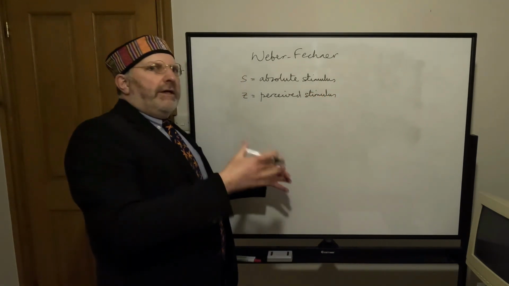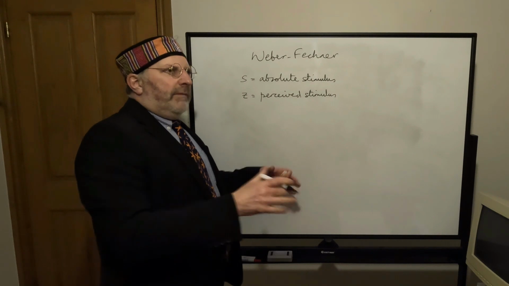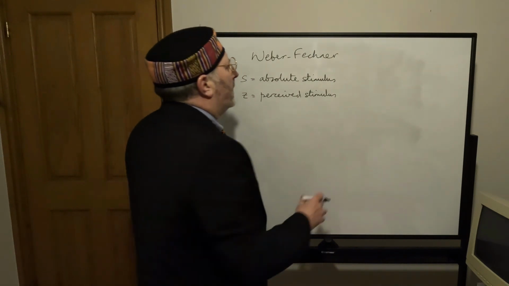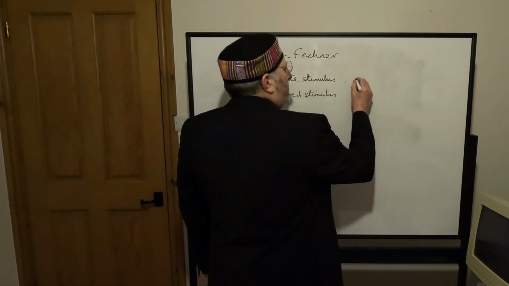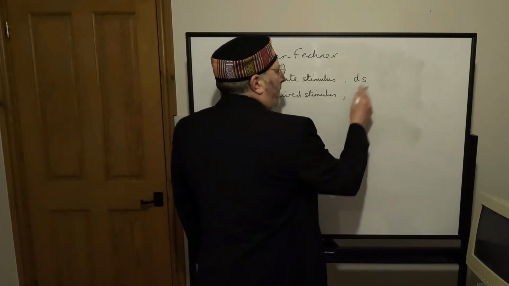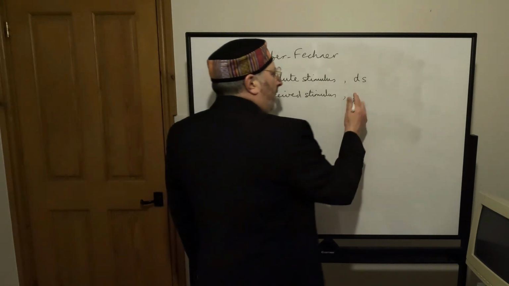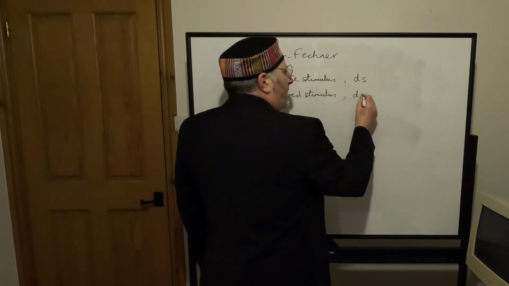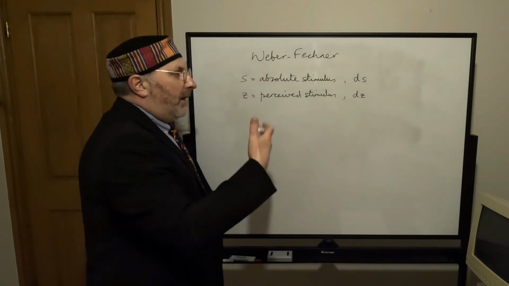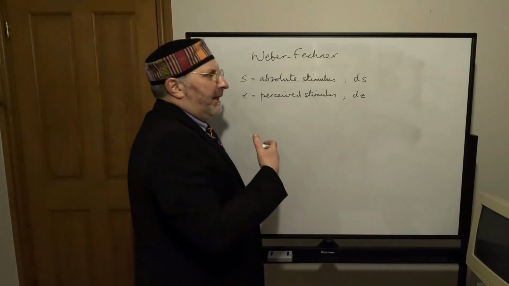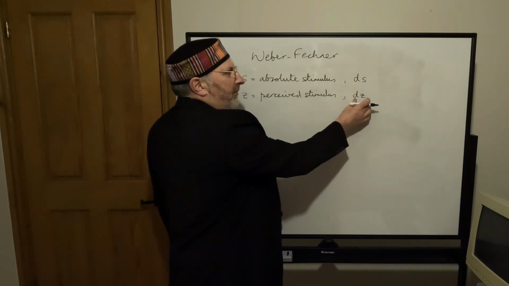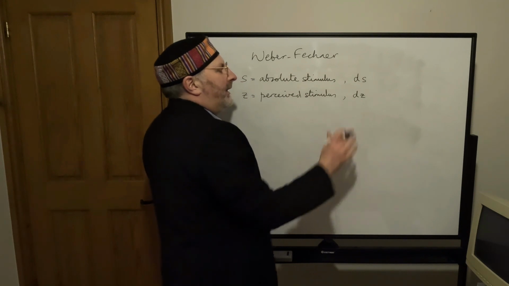So that's how much we notice the extra candle, which depends on what's already there. We can then say that ds is the change in the absolute stimulus, so that's one extra candle, let's say. And dz is our perception of the change, which can be big or small depending on what we're adding it to.